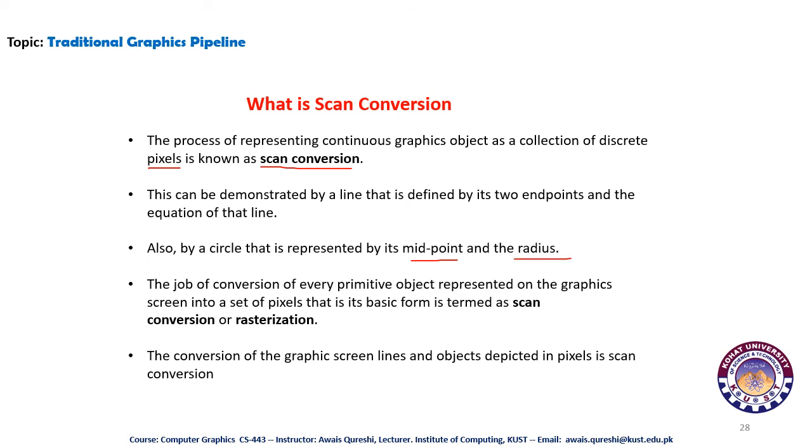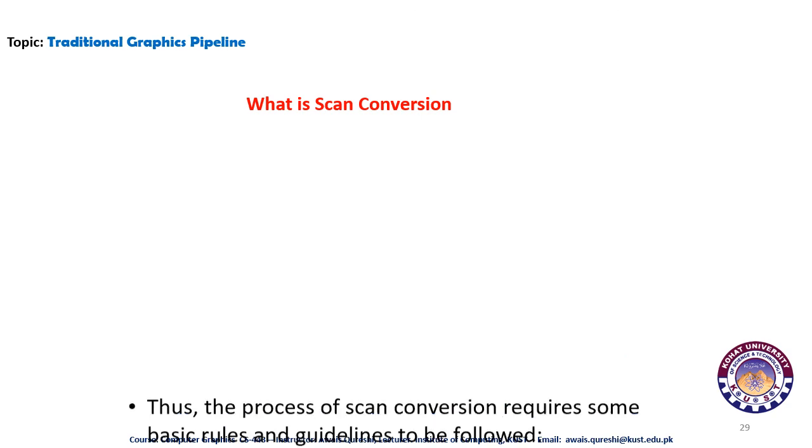The job of conversion of every primitive object represented on the graphics screen into a set of pixels, that is, its basic form, is termed scan conversion or rasterization. Sometimes it is called rasterization and sometimes scan conversion, so these two terms are used interchangeably. The conversion of the graphics screen lines and objects depicted in pixels is scan conversion. So this is the final definition of scan conversion.